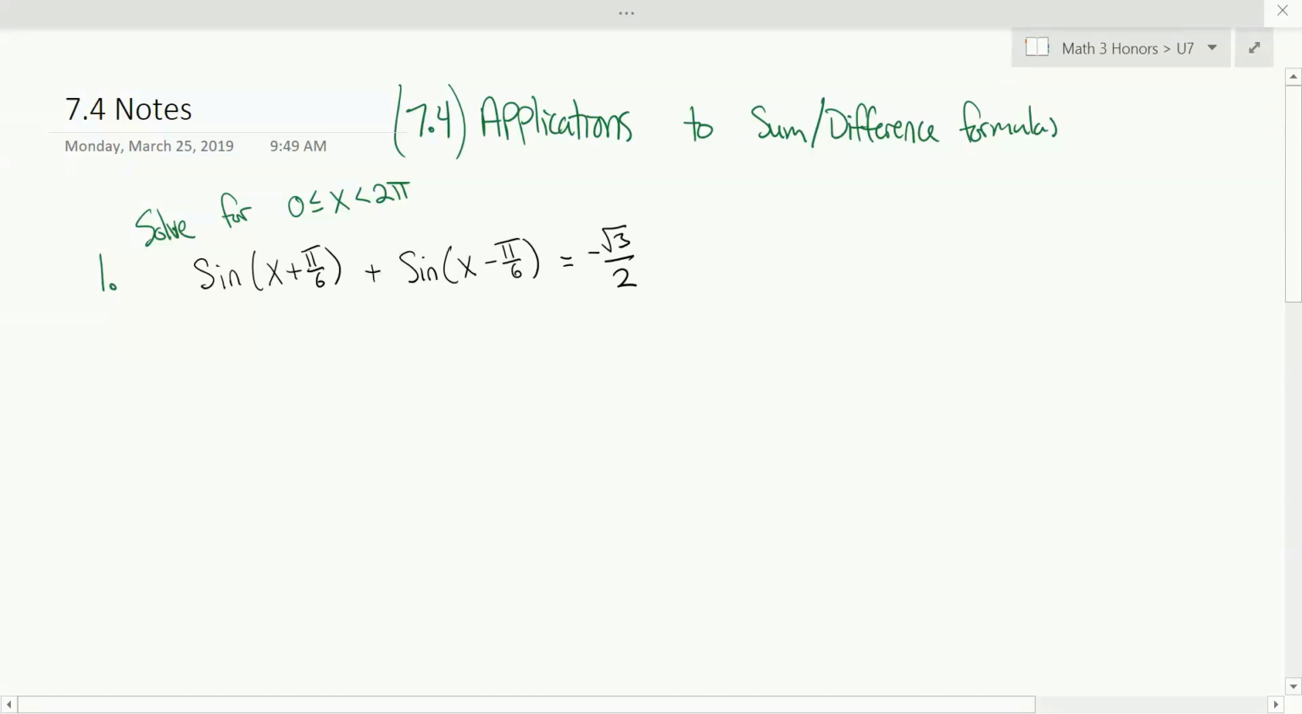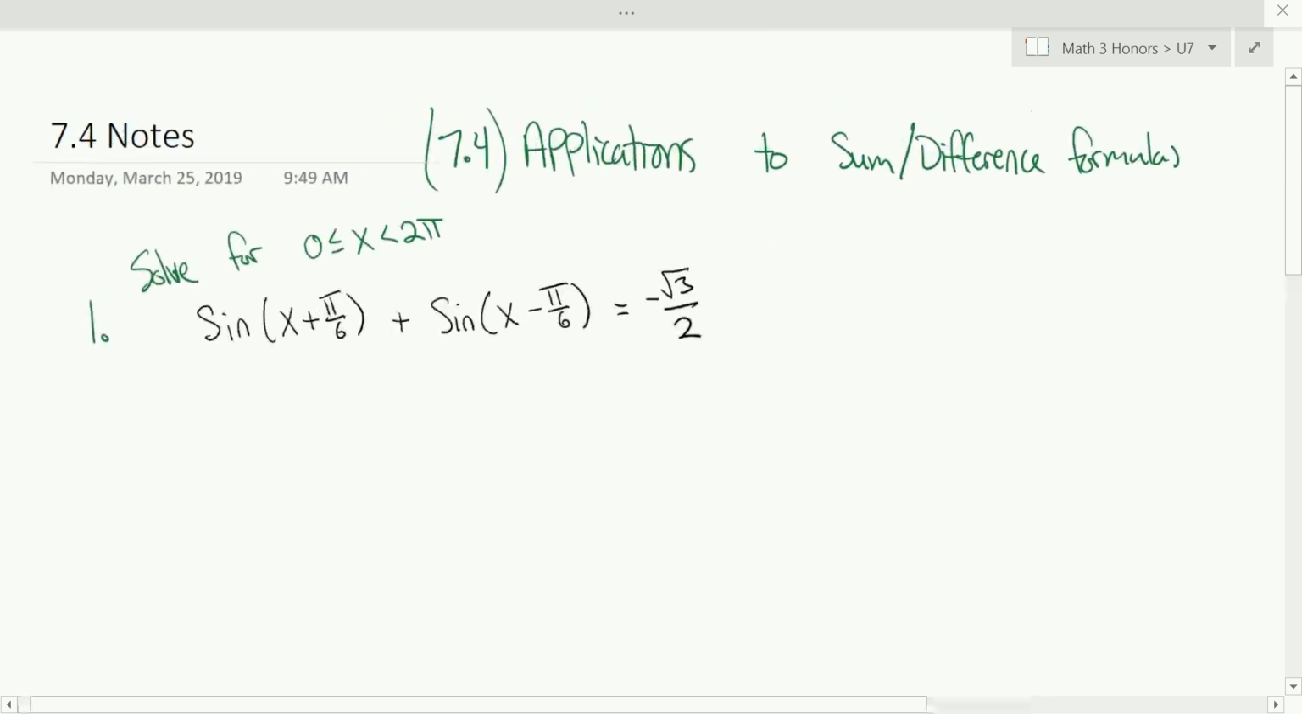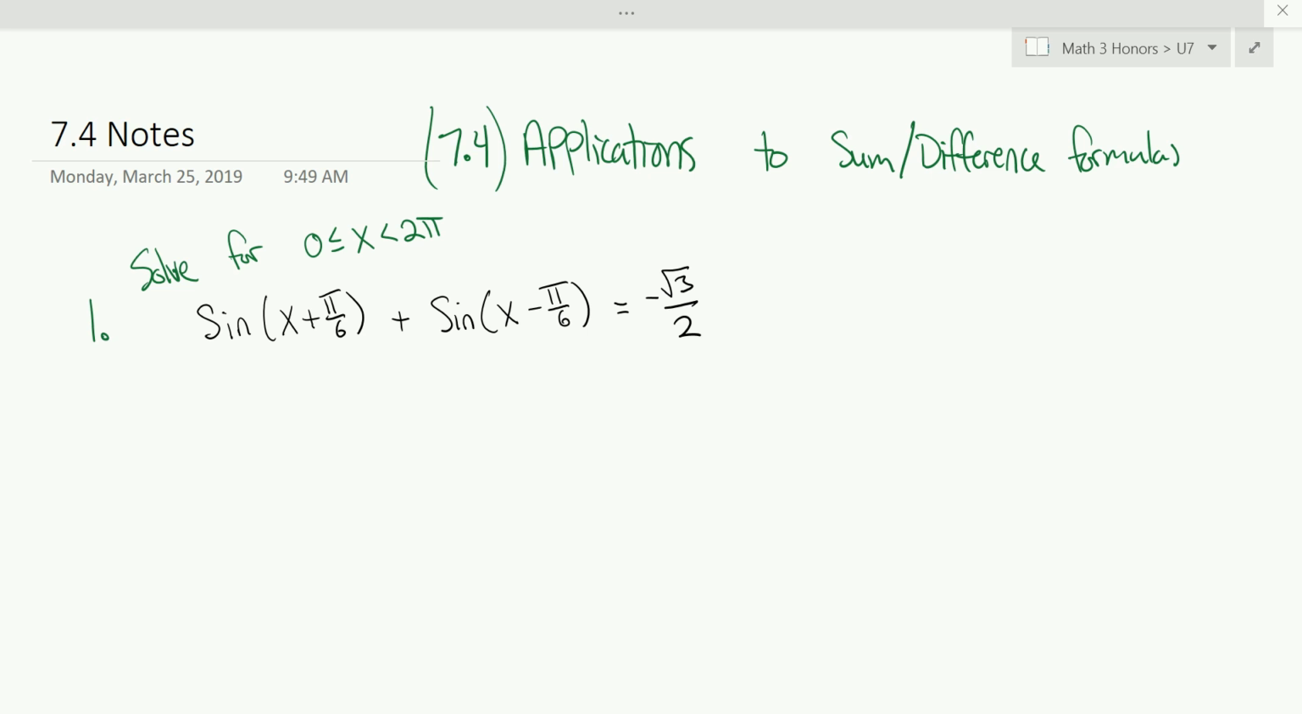Okay, so on this problem, we want to solve for x. X is part of the angle. We have two different sines, and are the angles the same for these sines? No, one is x plus pi over 6, the other one's x minus pi over 6, so the angles don't match. Because the angles don't match, I can't simplify this by saying, well, I got a sine plus a sine, so that's going to be 2 sine. I can't add those because they have different angles that we're working with.